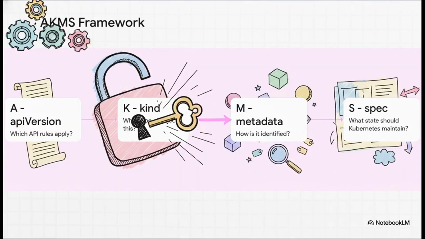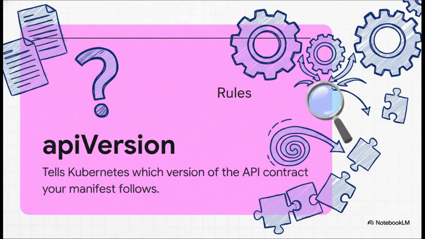And here it is. This is all you need to remember. AKMS. API version, kind, metadata, and spec. This little acronym is the key. It's the framework that will let you write any Kubernetes manifest with total confidence every single time. So let's break it down.